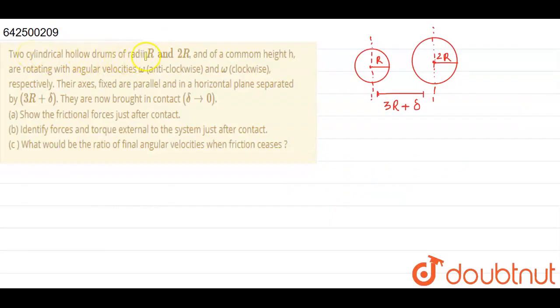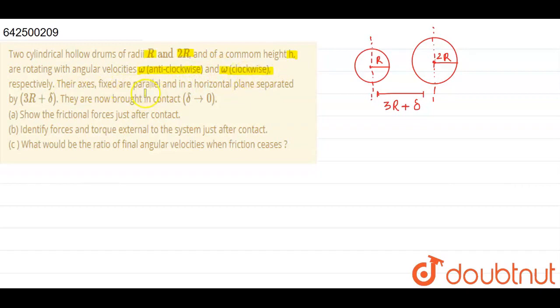The question states two cylindrical hollow drums of radii r and 2r and of a common height h are rotating with angular velocities omega anticlockwise and omega clockwise respectively. So the first drum is rotating with an angular velocity omega in an anticlockwise direction, and the second one is rotating with the same angular velocity omega but in the clockwise direction.